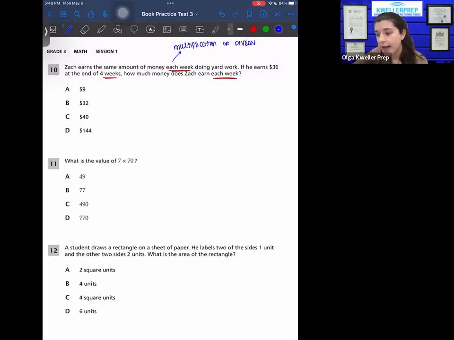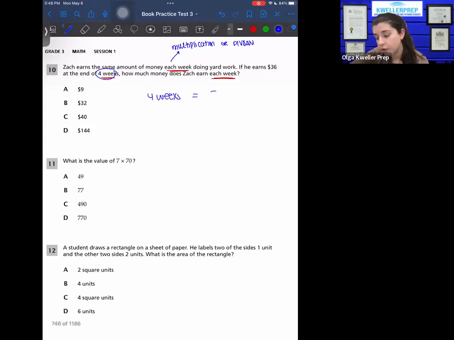So this seems that at the end of 4 weeks, he made $36. So in 4 weeks, he made $36. And the question is, well, in 1 week, how much money does he make each week? So now looking at all of these options, which one would you guys eliminate right away? Which one does not make sense? Right? It can't be 144, right? That makes no sense because he makes $36 in 4 weeks. So how could he make a number that's greater than that in just 1 week, right? So C and D goes to the garbage can right away.